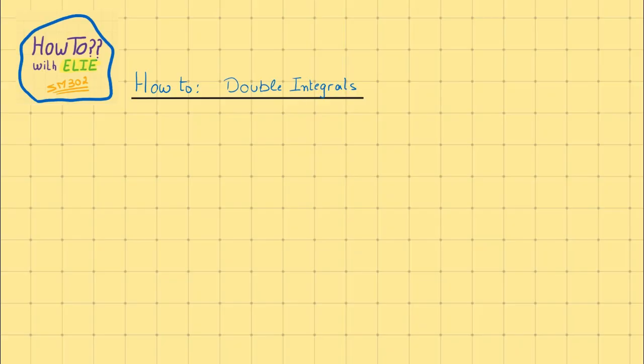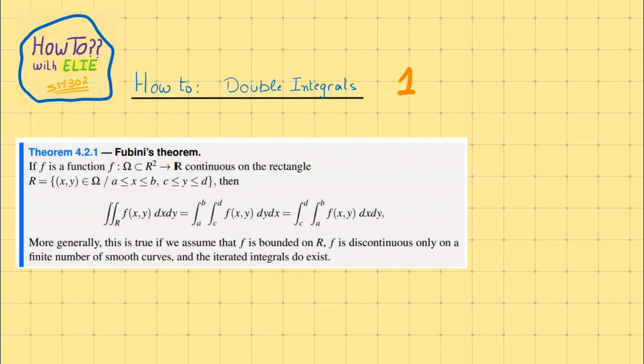How to calculate double integrals, part 1. Let's recall first the Fubini theorem. Globally, it says that if you have a function of two variables and you want to calculate the double integral, which is the volume, the algebraic volume between the plane, the domain, and the surface of the function.